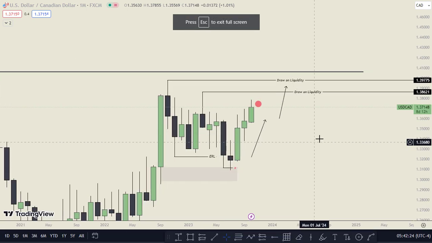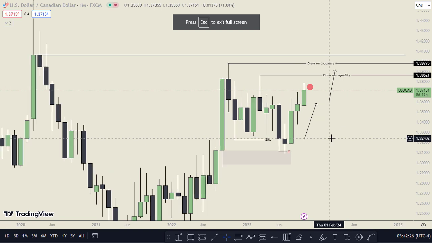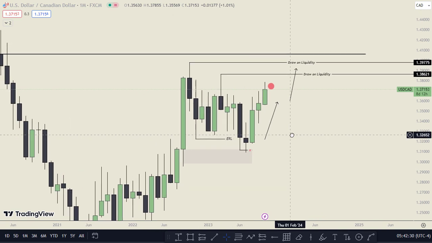So in order to analyze the higher time frame, we need to ask ourselves two main questions. Only two main questions. The first question is, where is the price coming from? So the point of origin. This leg right here, where is it coming from? The second question is, where is the price trying to reach? All right, so the target, the source and the target.